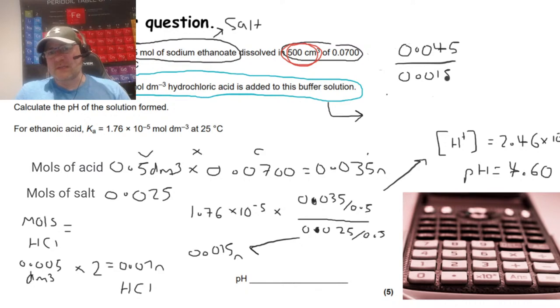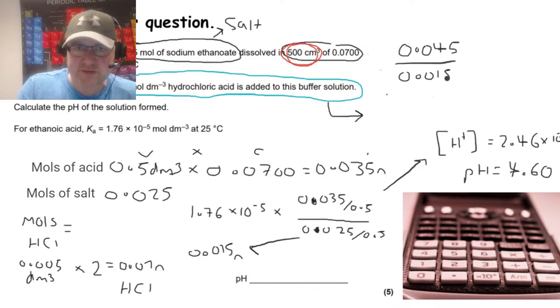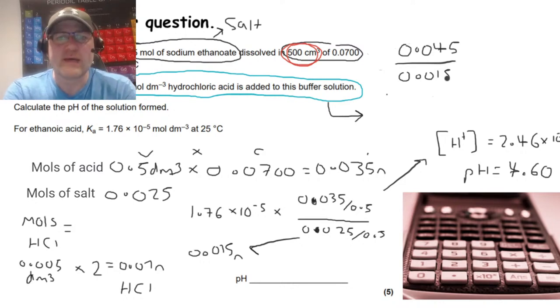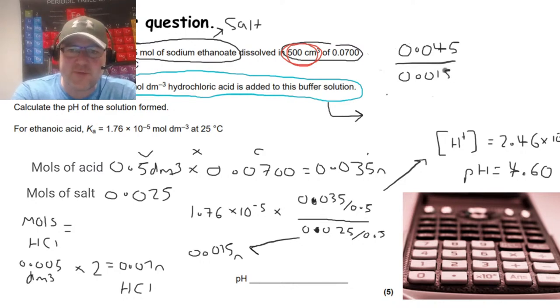Now our salt has decreased, or our ions of the salt have decreased. Why? The salt ions have decreased because they've been soaked up by the acid. So they've gone down to 0.015, and we still want to multiply this by the Ka, which is 1.76 × 10⁻⁵, and that will give us our new hydrogen ion concentration.